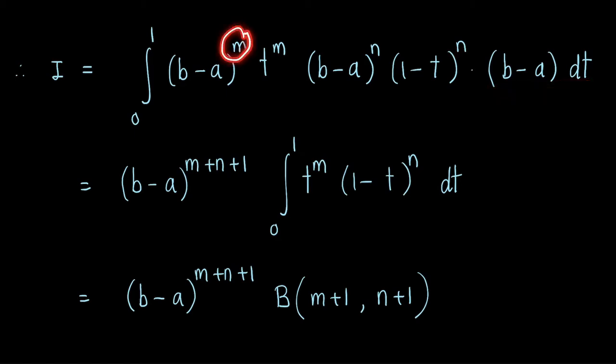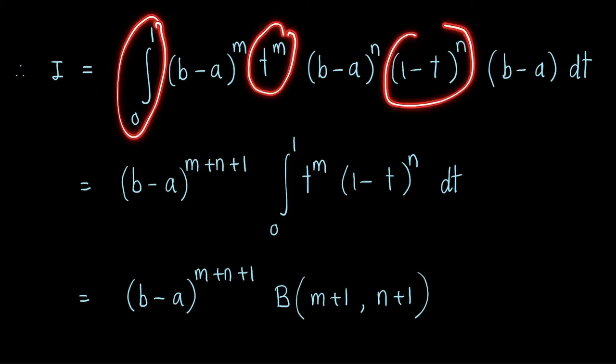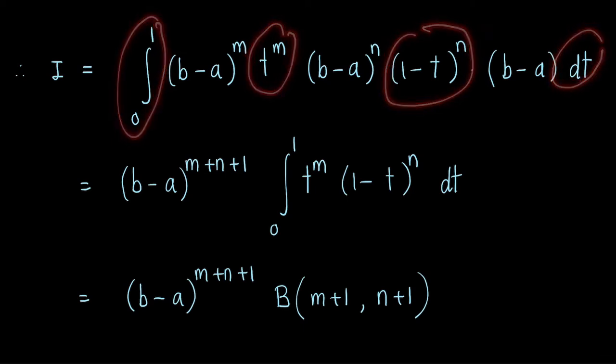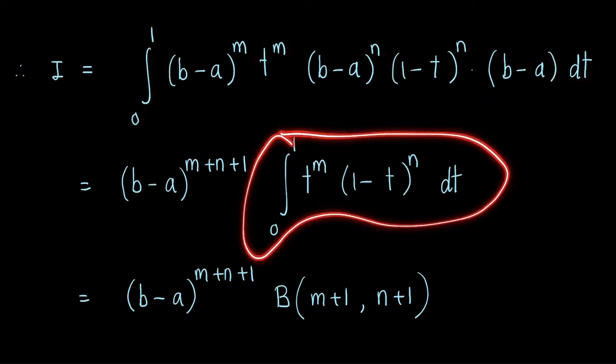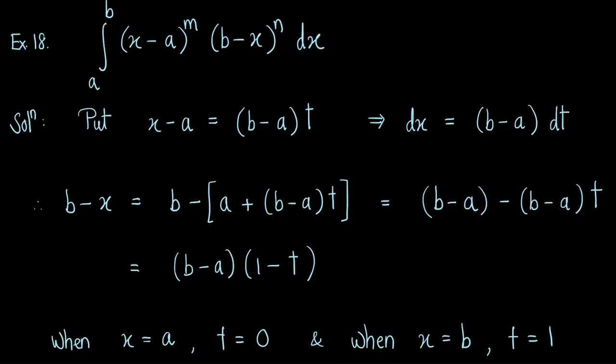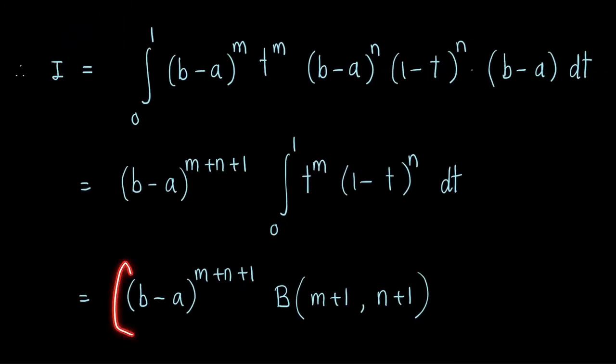Here the power of b minus a is m, this is n, and this is 1. So we will take this common, that is b minus a raised to m plus n plus 1, and the remaining integral will be integration 0 to 1, t raised to m, 1 minus t raised to n, dt. And by definition of beta, this is equal to beta of m plus 1 comma n plus 1. Therefore, the value of this integral is equal to b minus a raised to m plus n plus 1 into beta of m plus 1 comma n plus 1.